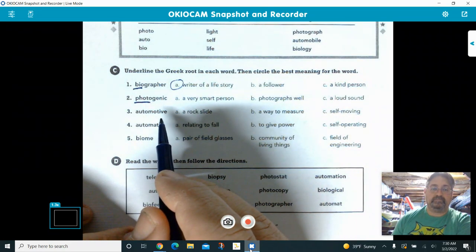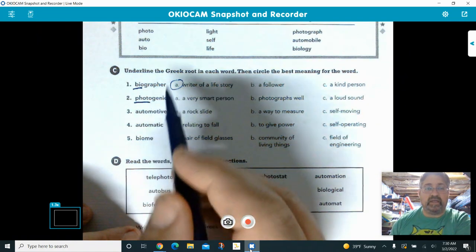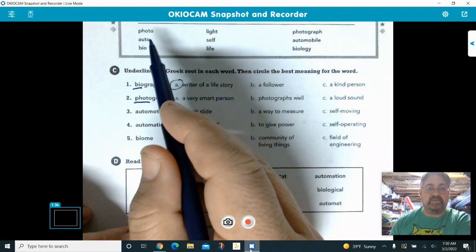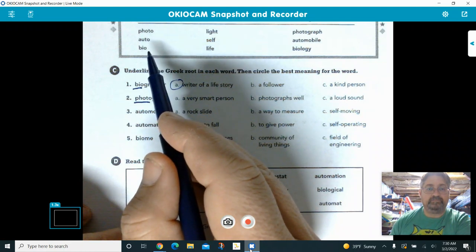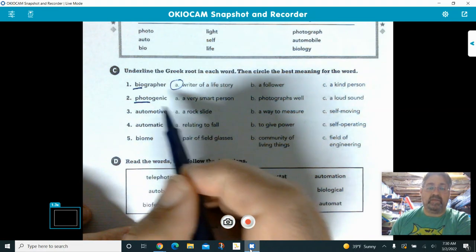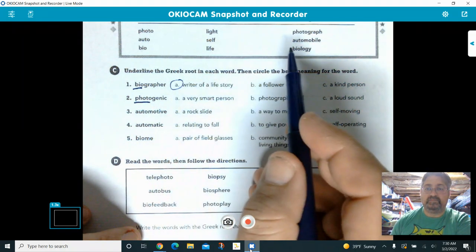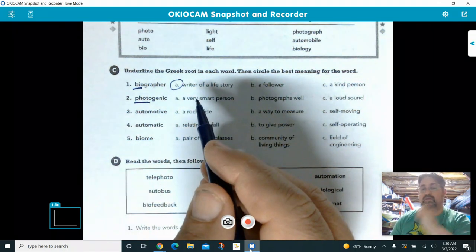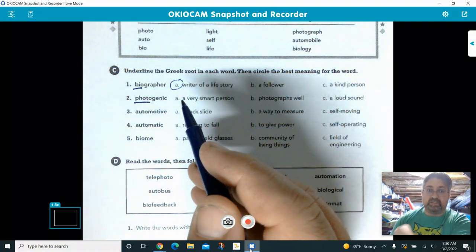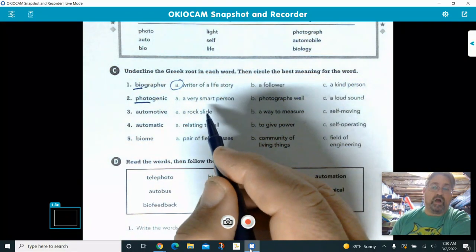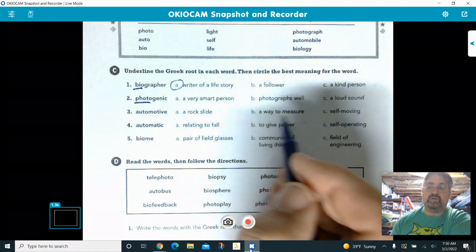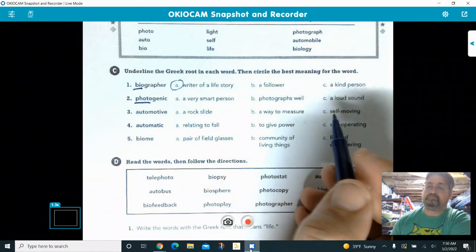Automotive. For this one, I'm not even going to tell you what to underline, but you see your options: photo, auto, bio. When you find the root word in there, and it means self, like an automobile, it's got to have something with doing something on its own, right? So is this a rock slide, a way to measure, or self-moving?